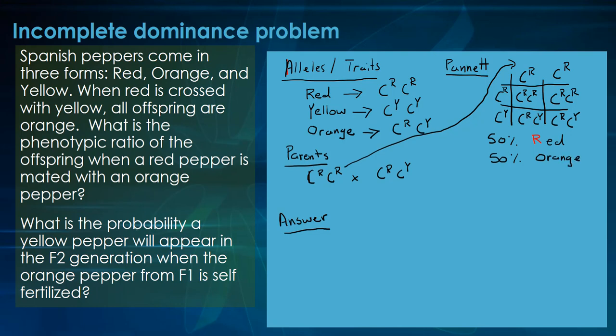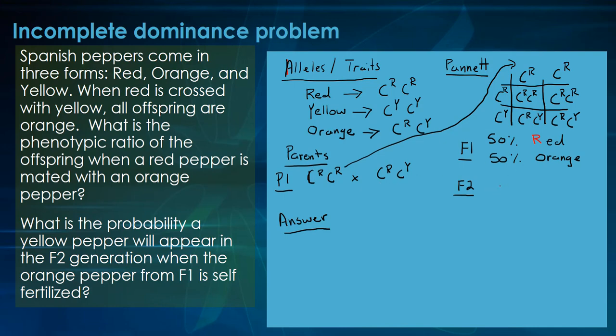Now the question also wants to know the probability. What's the probability of getting a yellow pepper in the F2 generation when the orange pepper from the F1 is self-fertilized? Well, let's remind ourselves what we're talking about here. Here are the parents, so this is the P1 generation. The P1 generation are crossed, so this is the F1 generation. This is asking about the F2, which we don't know just yet. We're going to have to make another Punnett square for the F2 generation, where an orange is self-fertilized. Oh, orange crossed by orange.